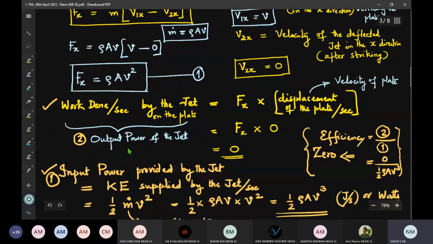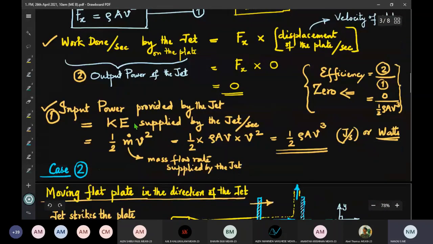So, output power of the jet. See, this is very important. What do you mean by power of the jet? That means output power of the jet. Power of the jet means it is the work done per second by the jet on the vane on which it is striking. So output power of the jet, that is the work done per second by the jet on the plate, or rate of work done by the jet on the vane, in this case is 0. And what is input power?